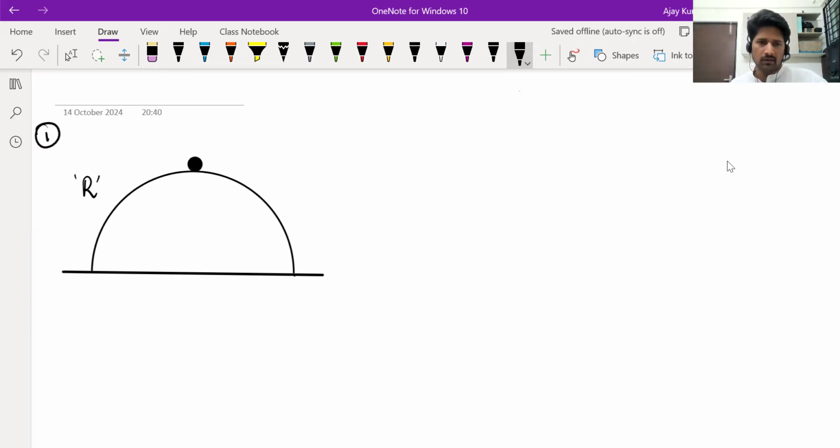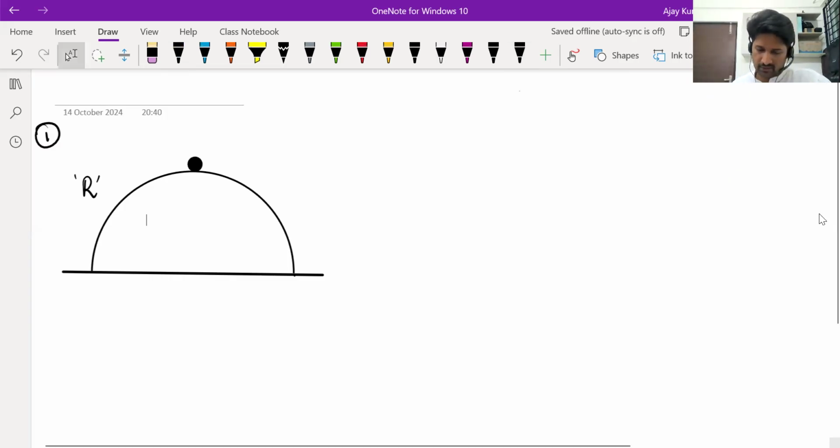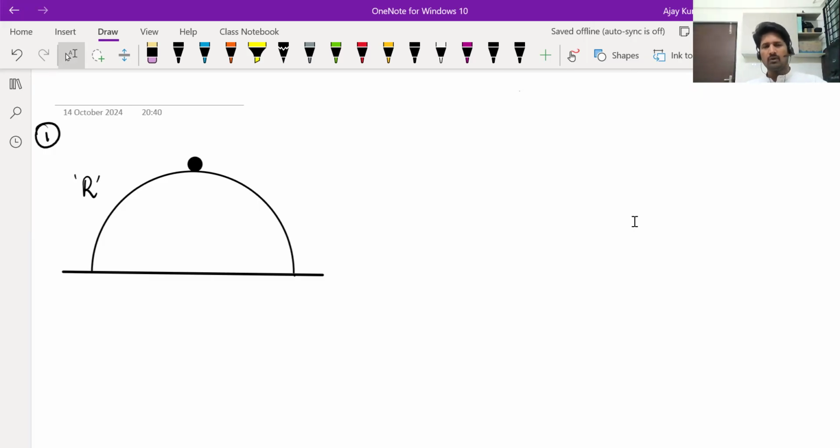Let's say there is a ball placed exactly at the top. Okay. Small object. You can ignore the size of the ball compared to the radius of the hemisphere. Tell me, if we place it exactly at the top and release, what will happen? If it is placed exactly at the top and released, what will happen to it? It will drop down. Why?